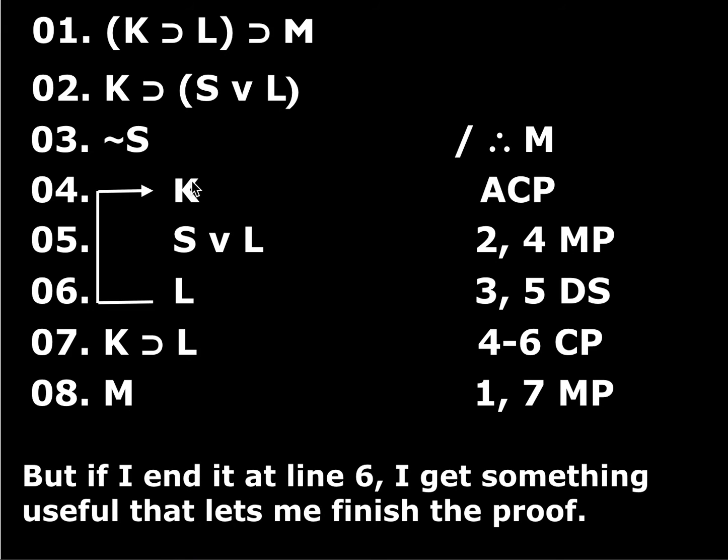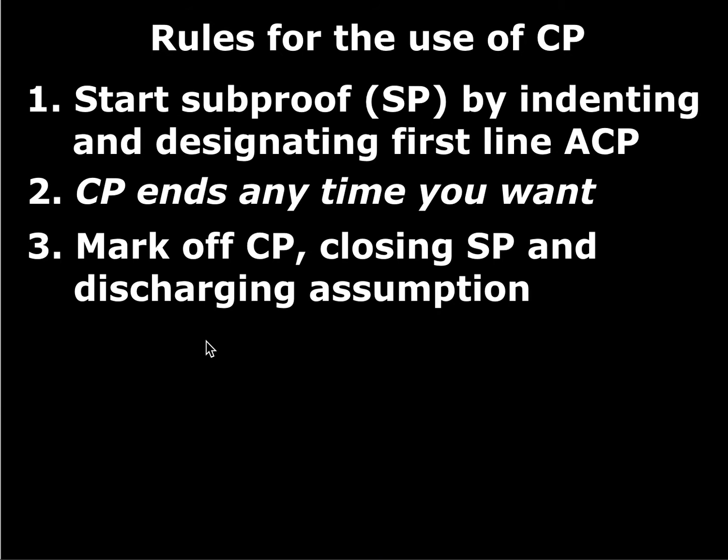Okay, and that's why instead I ended it at L, because if I ended at L, line 6, then the thing I end up with is something that helps me. So the point is that conditional proof can end any time you want, but it's only advisable to end it once you've derived the consequent of the conditional you want to end up with.